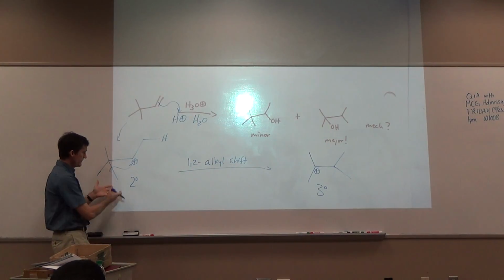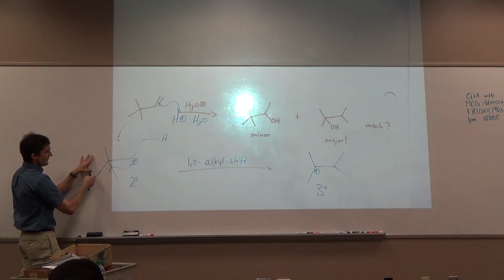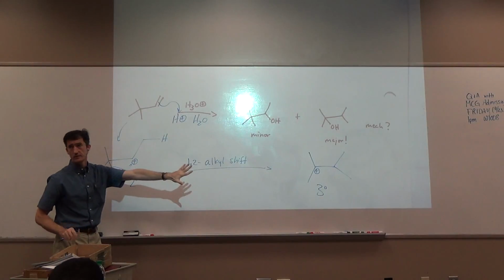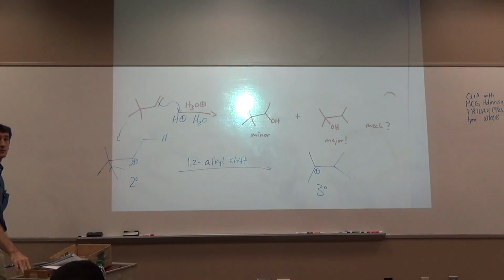This could have been an ethyl, methyl. Now, if you got a methyl, methyl, and an ethyl, the methyl could shift or the ethyl could shift. And so you might get more than one possible rearranged cation.